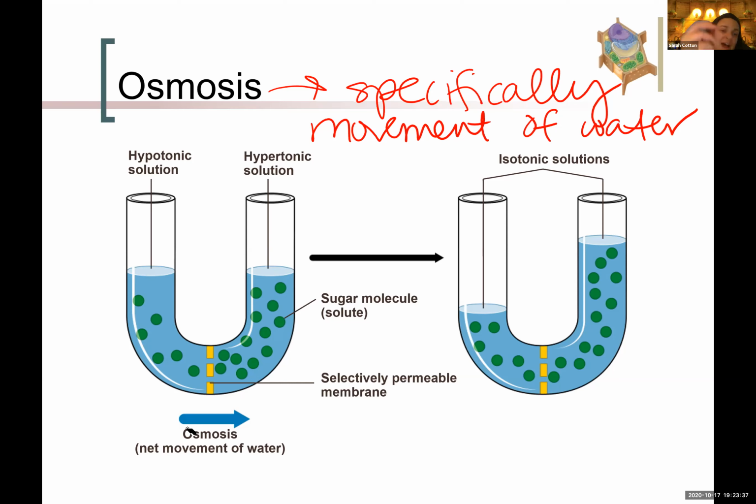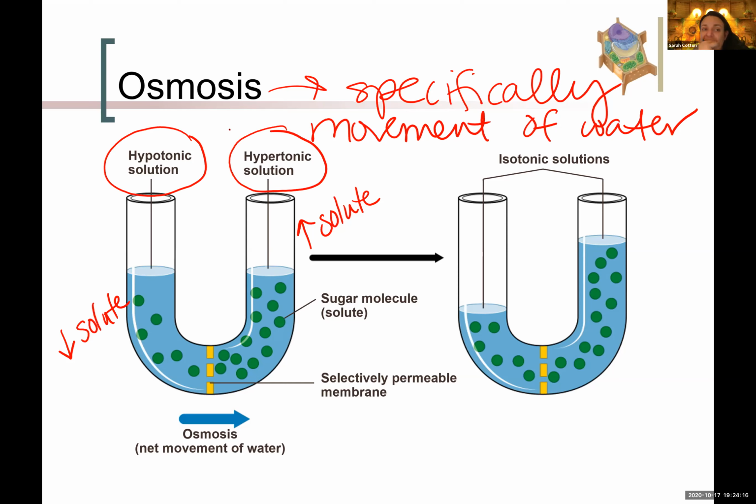Okay, so on one side, we have a smaller quantity of solute or sugar. On the other side, there's only 1, 2, 3, 4, 5, 6 sugar molecules. Okay, on this side, it's a much higher concentration of that solute. Okay, so the terms that we use to describe these two conditions is we say that a solution can be hypotonic or it can be hypertonic.